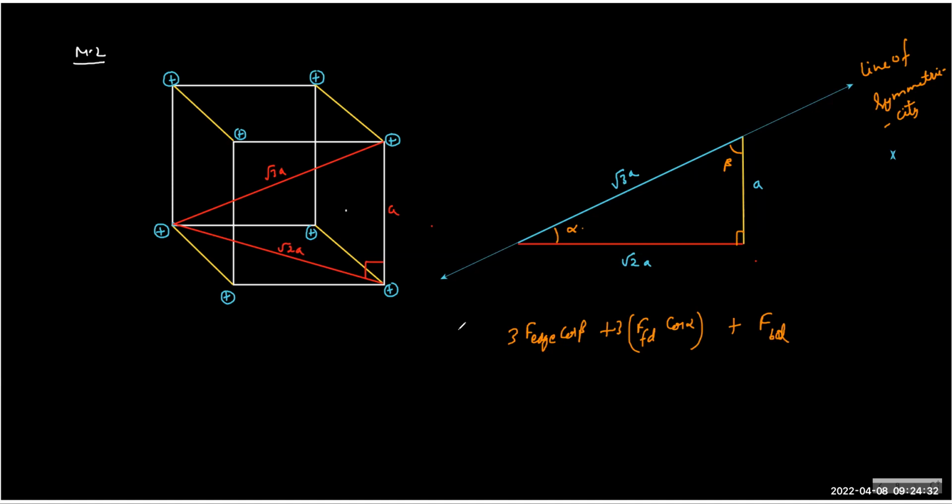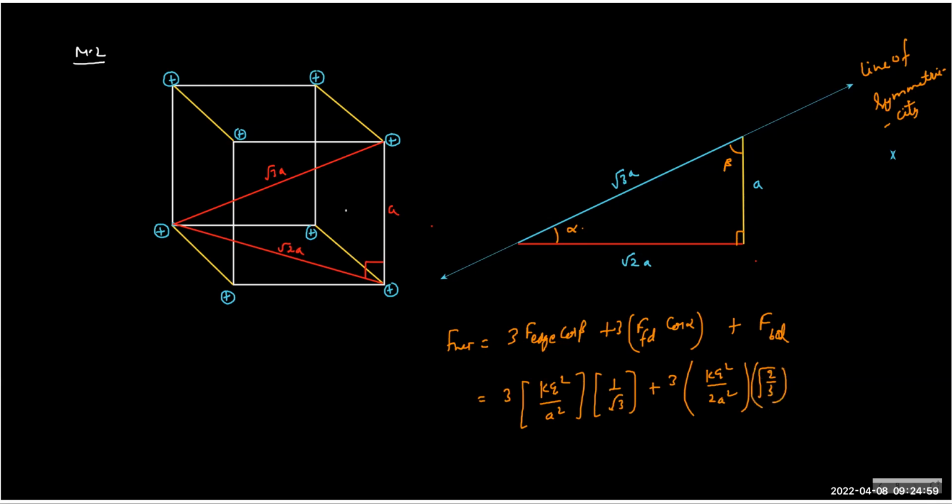Okay. And this is the net force answer, which is equal to 3 times the edge force kq square by a square. We know this. And cos beta will be how much? Cos beta is 1 by root 3. Then 3 kq square by 2a square, and cos alpha will be 2 by 3 under root. Okay? And the body diagonal is pretty much simple, kq square by 3a square, and we're done. So this is the final answer. Understood?